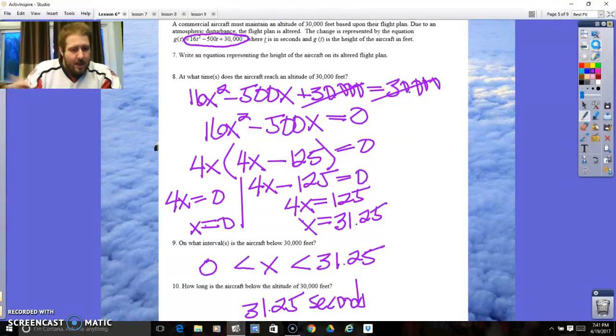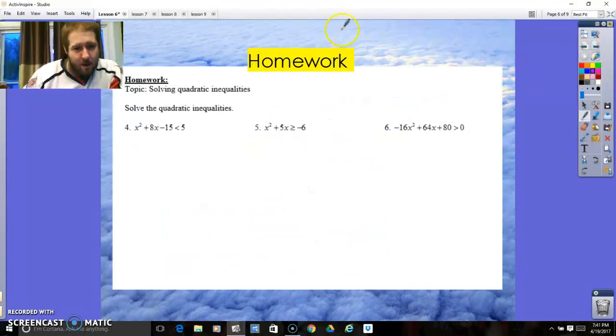Okay. Last of all, we are at the homework. All right, so now, probably the first time you've ever seen this, if you're one of my students in my class. What I mean by this is we've always been doing equations, but you can clearly see that these are all inequalities. You're going to solve them exactly the same.